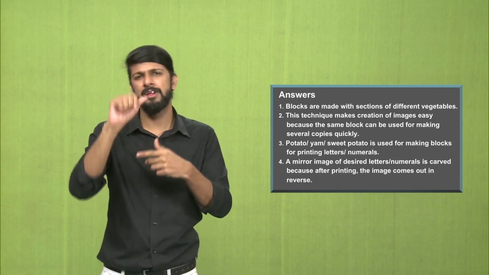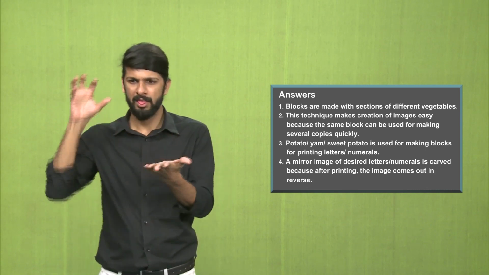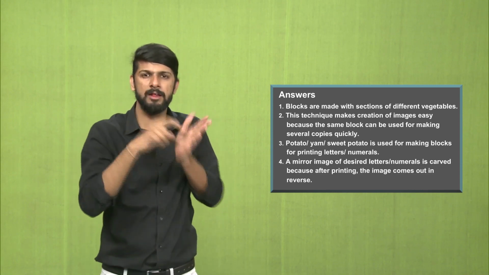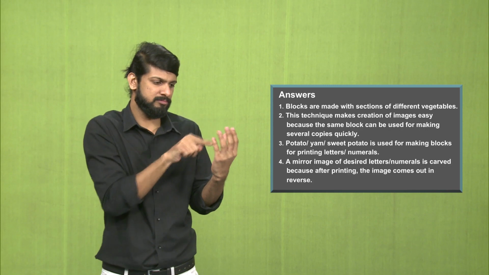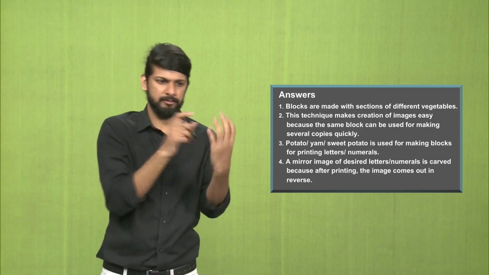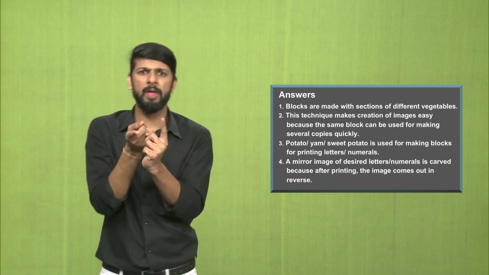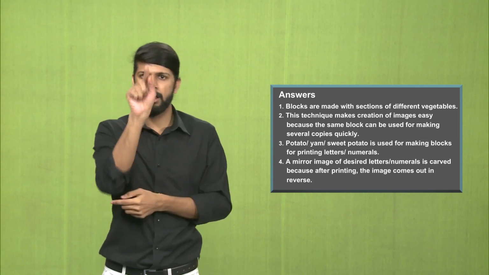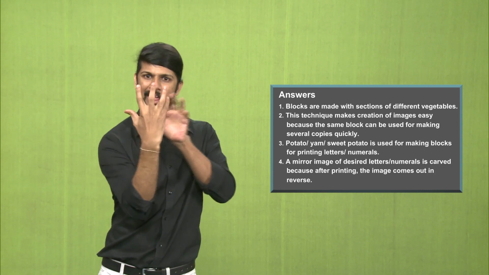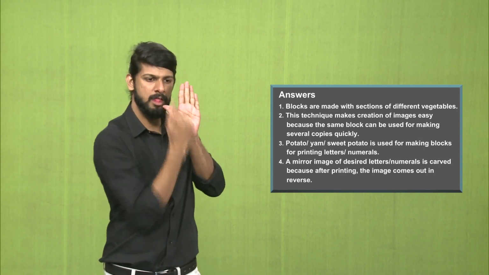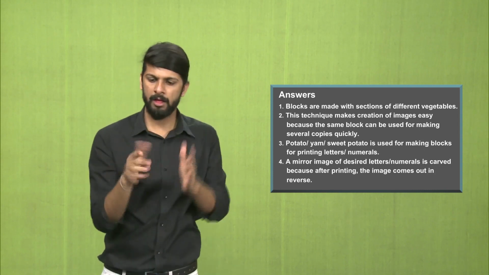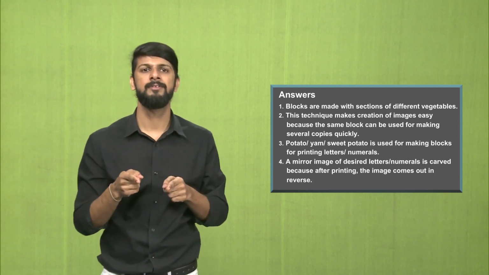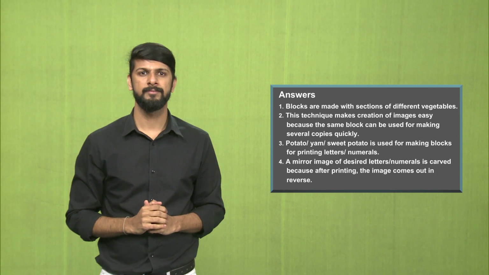Answer number 4. The reverse. So, the mirror image or the reverse must be carved if you want to have carvings of letters and numerals. Example, you want to carve R. If you carve it the right way in the block, at the time of making the print, the reverse form will come out. But if you carve the reverse image, when you print it, it will come out correctly.